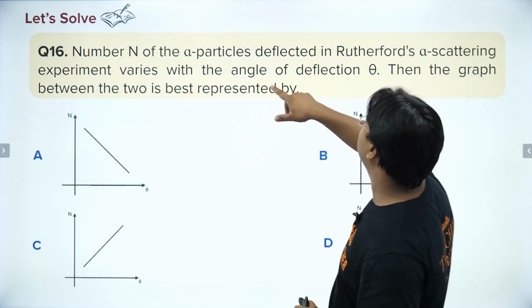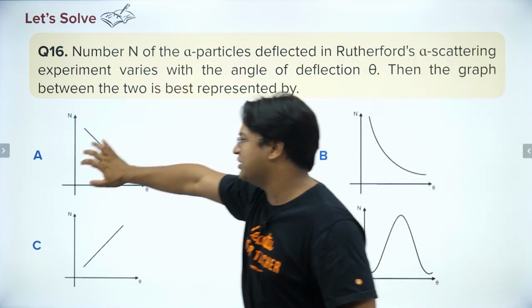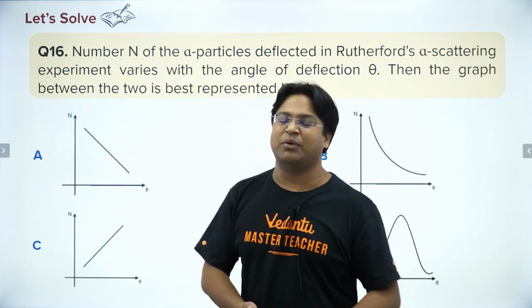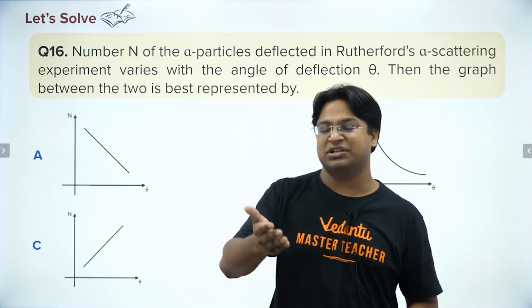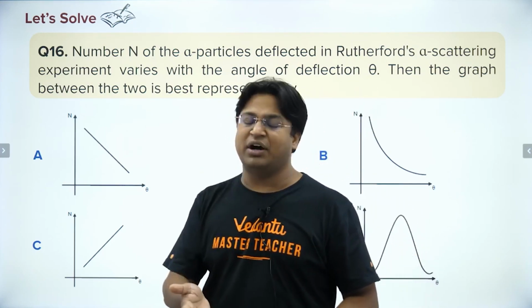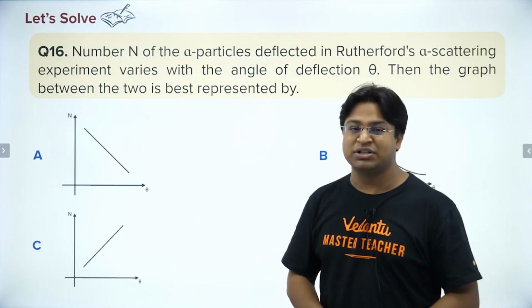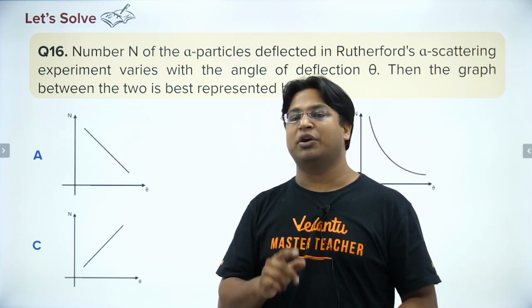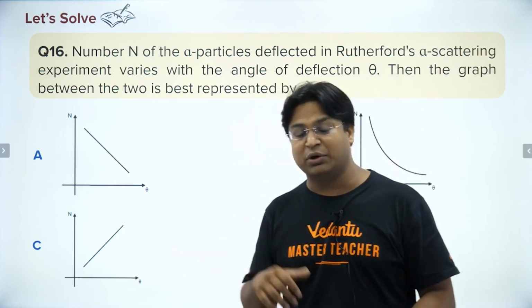The number of alpha particles deflected in Rutherford's alpha particle experiment. Now guys, this is a question based on an uncommon formula. Some students may be aware of the formula, some may not. I'll try to avoid the use of the formula because the majority of you will not be aware of it. So I'll try to think of a way which can help me address this question without the formula.